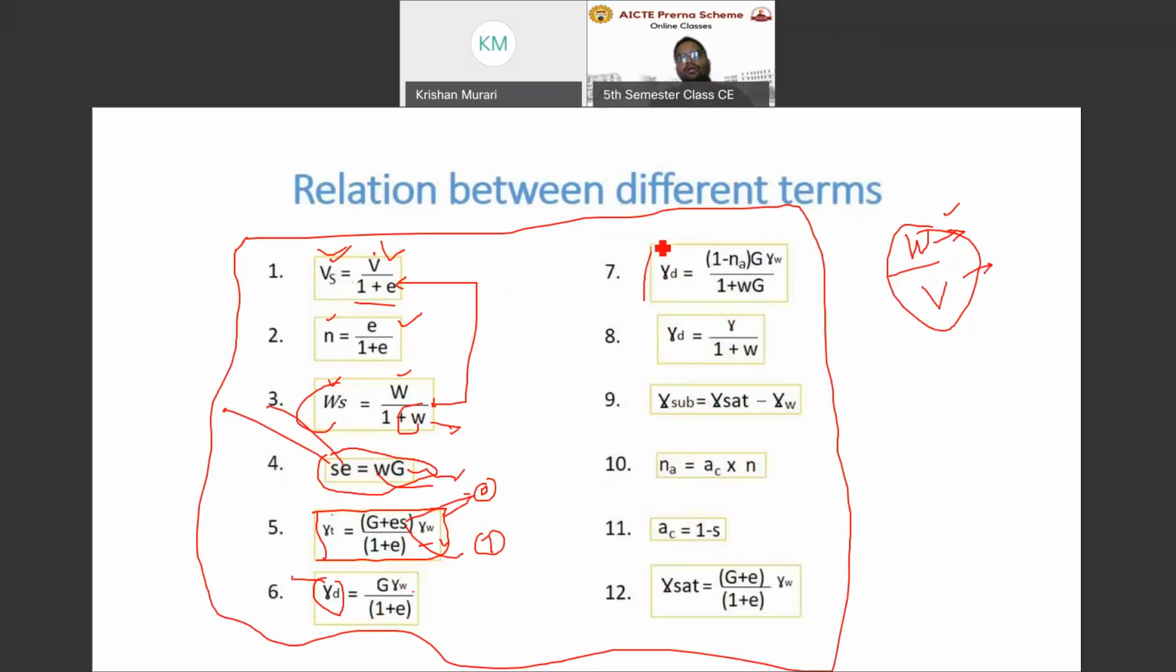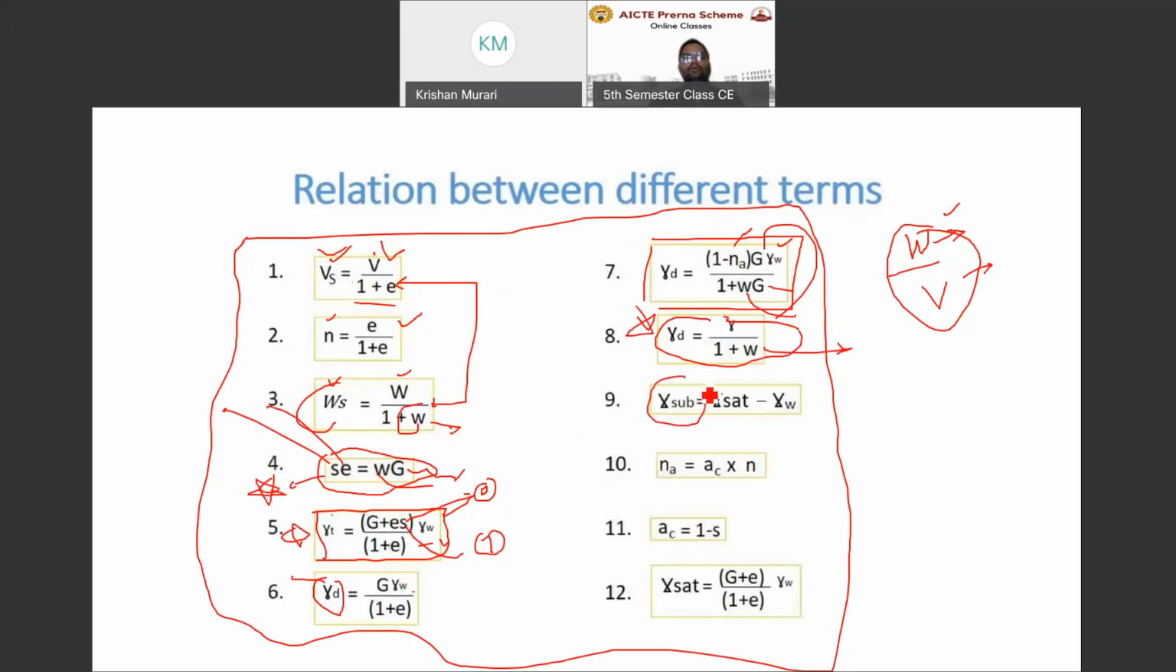And this is the other formula of dry unit weight: (1 minus n) G gamma w upon (1 plus w G). Here n is the percentage air voids, G is the specific gravity of solid, gamma w is the unit weight of water, and w is the water content. Here is also another formula: gamma bulk upon 1 plus w, where w is the water content. These three formulas are very important from the point of view of the GATE numericals.